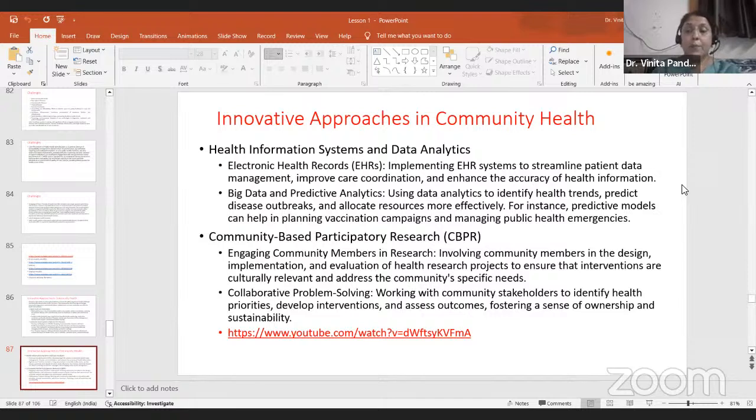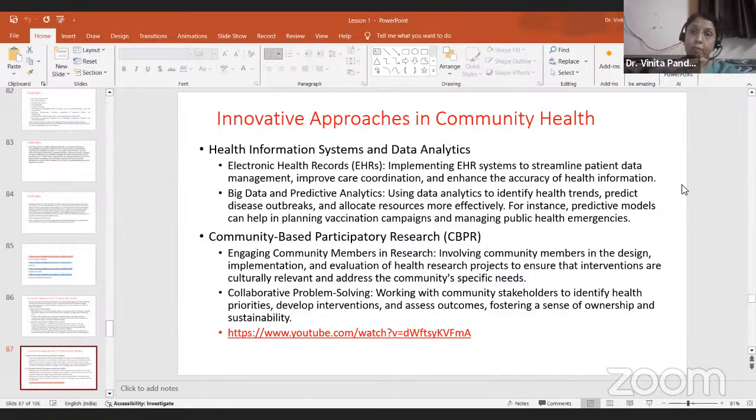For instance, predictive models can help in planning vaccination campaigns and managing public health emergencies also. Friends, I would like you all to go back to COVID time. You remember, there were different waves, first wave, second wave, third wave. So many professors from IIT were also trying to develop a mathematical model. And of course, there was support from other health related research agencies also.